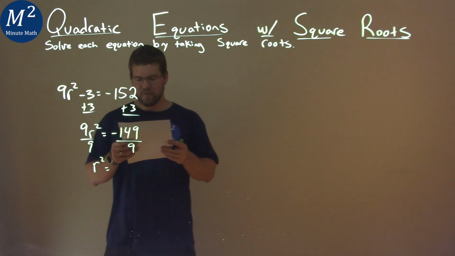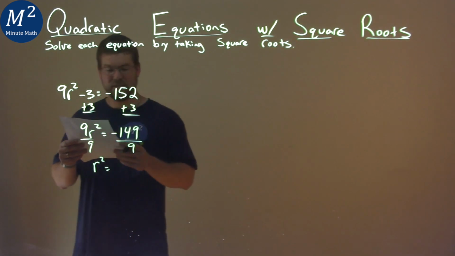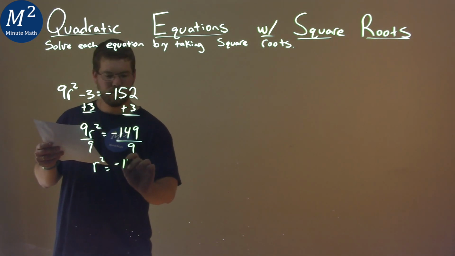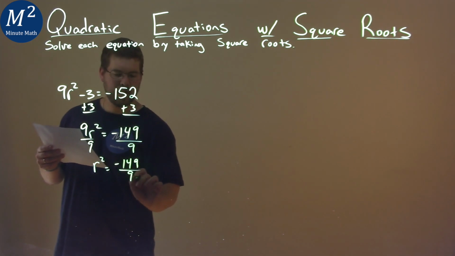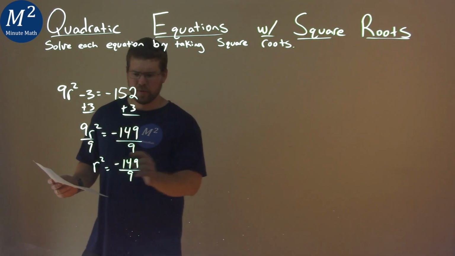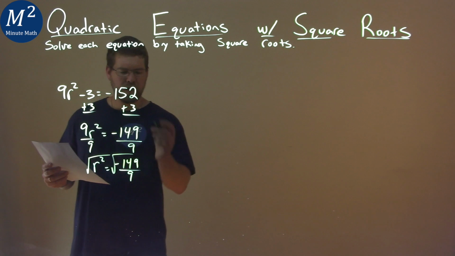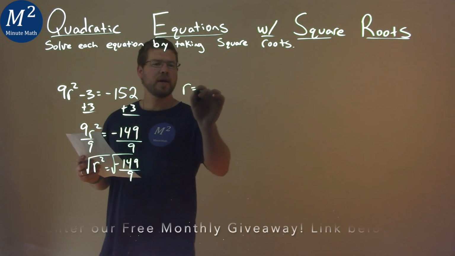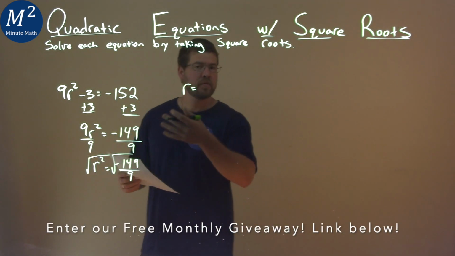And really, negative 149 divided by 9 doesn't really simplify anymore. So negative 149 over 9. Bummer. Well, to get rid of the squared, I take a square root of both sides. I square root both sides, and I'll put it up here. And r equals, we take a square root of both sides.